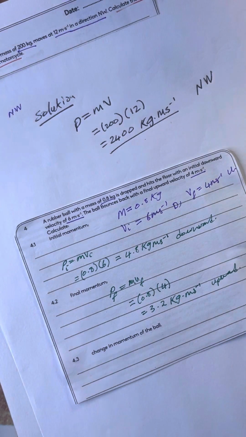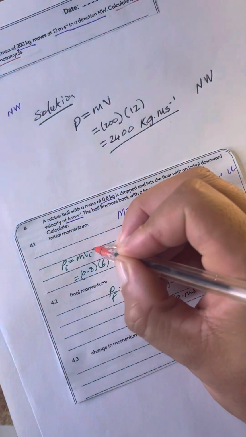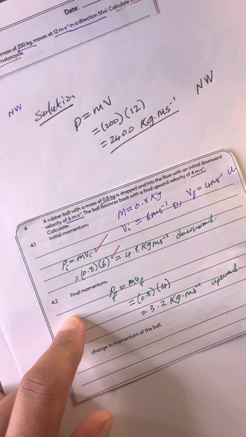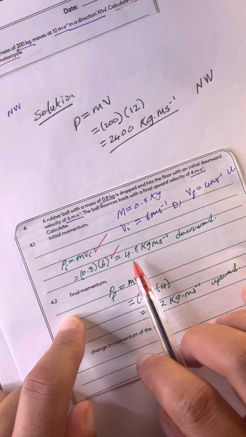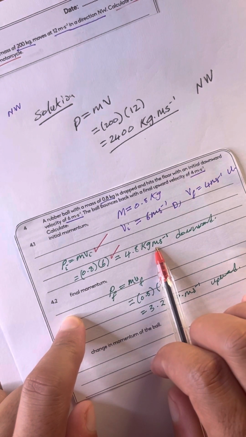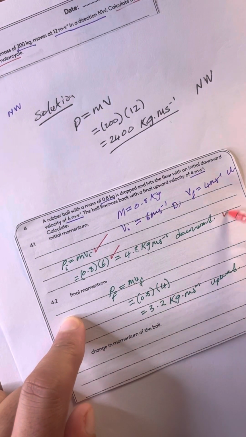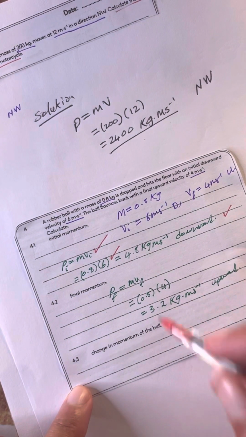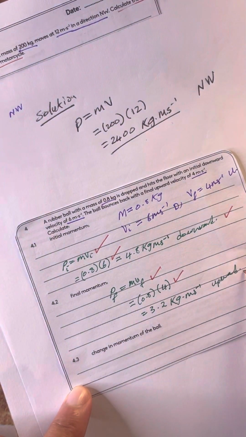Remember to do this. In a test, this will be a mark. Writing a formula is a mark. Putting the values into the formula is a mark again. Then the answer with the correct unit and the direction is another mark. So it's 3 marks. If this was a separate problem, it was going to be 3 marks.